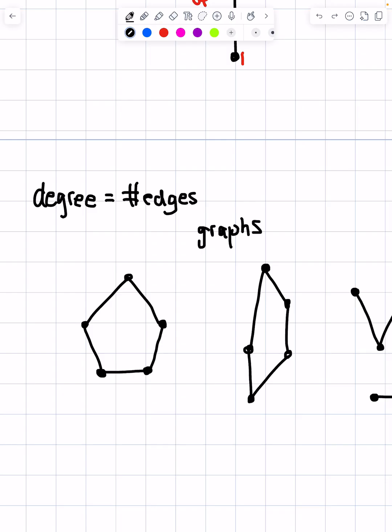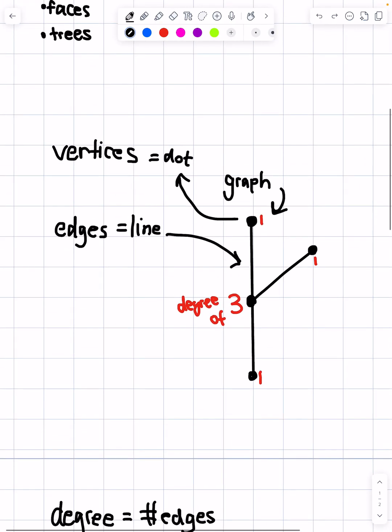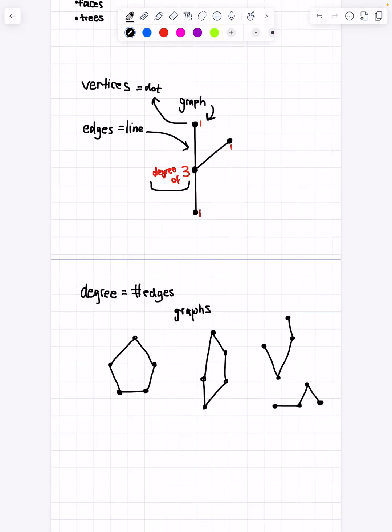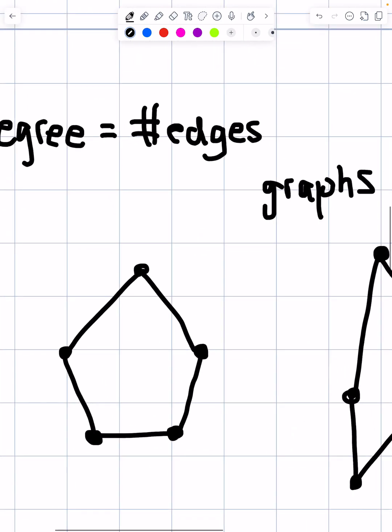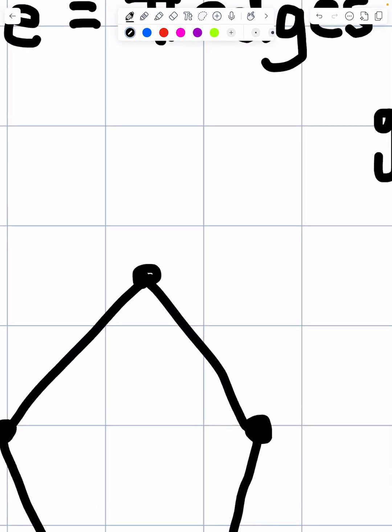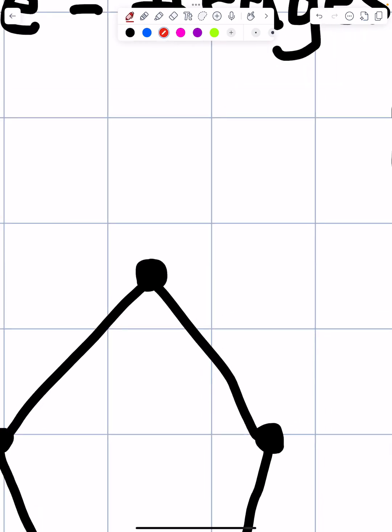Now, how do you define that? We can also define this by using what we just learned, the degree of a graph. Let's label the degree of each vertex. So, how many edges are connected to a vertex? So this one has 2.